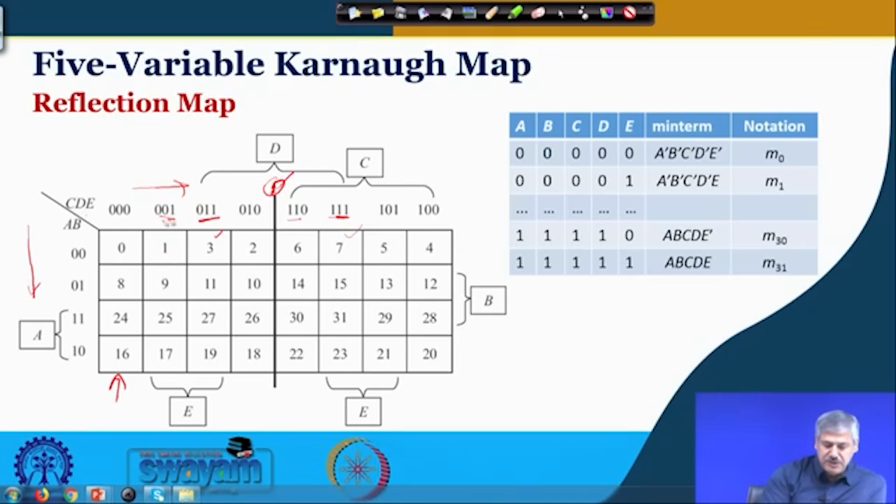Similarly, this is 0 0 1 and this is 1 0 1. So, 1 and 5 are also adjacent. Wherever you see a reflection about this axis, the corresponding positions are logically adjacent. So, this is the way we have to visualize this.